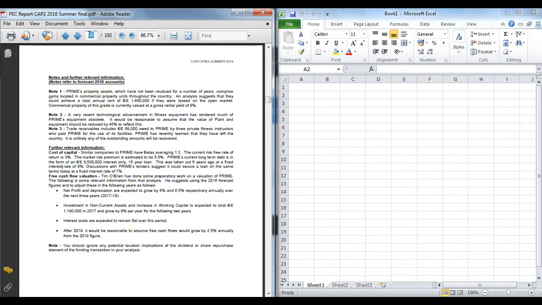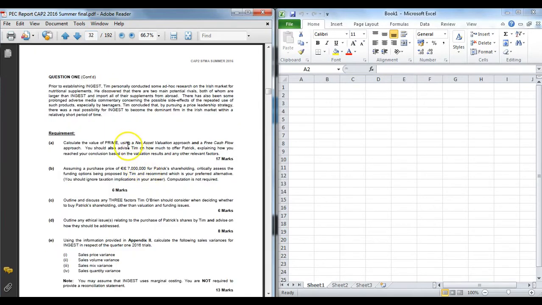So going back to the question again, my advice is always, particularly in valuation questions, do the easier one first. Typically the easier one will be the net asset valuation. That will be the least work involved, and it's good to build some confidence and also get some marks on the board. So let's start off with the net asset valuation.